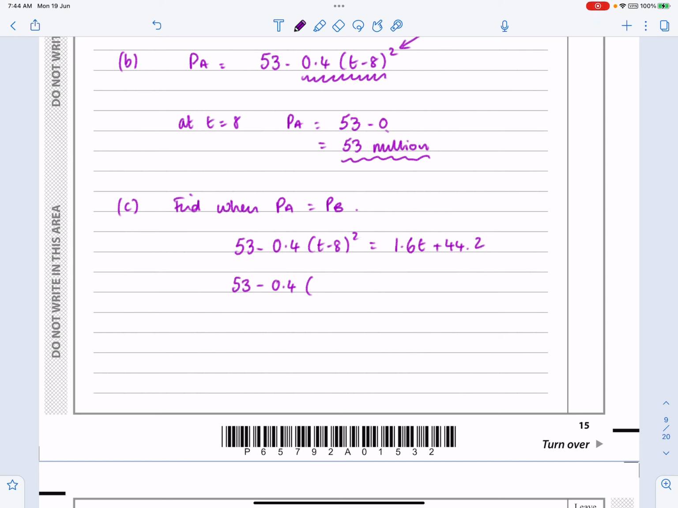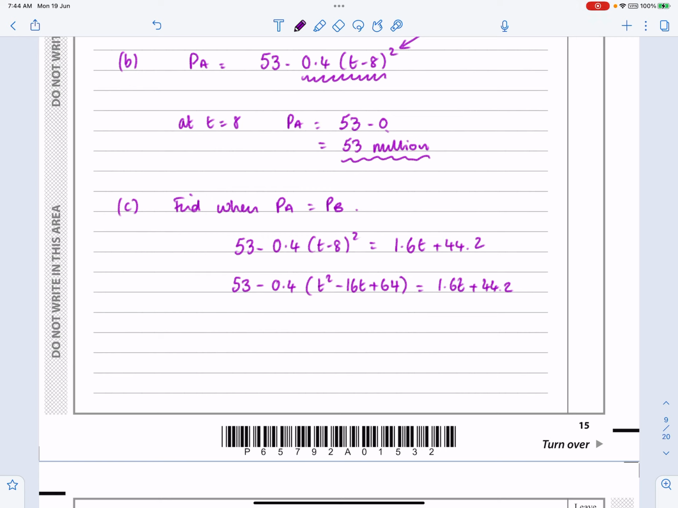(T minus 8) all squared. You can do it slowly if you want. T minus 8 times T minus 8. But I'm going to do it slightly quicker in my head here. It's t squared, minus 8t, minus another 8t. So that's minus 16t plus 64. By all means, take your time and do that slowly.